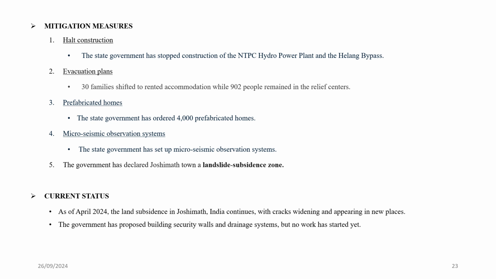Fourth, seismic observation systems. The state government has set up micro seismic observation systems. Fifth, the government has declared Joshimath town a land subsidence zone. The current status of land subsidence in Joshimath is, as of April 2024, the land subsidence in Joshimath continues with cracks widening and appearing in new places. The government has proposed building security walls and drainage systems, but no work has started yet.